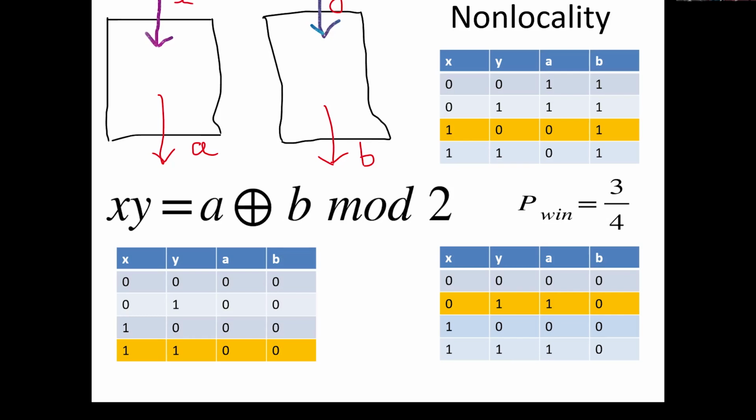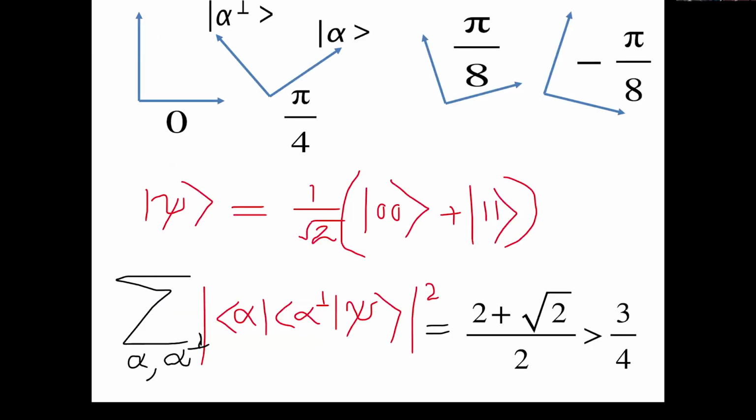So I can come up with different permutations of zeros and ones, self-consistent, internally consistent, but I can only make this game succeed 75% of the times. I cannot do better than that. I cannot come up with an internally consistent rule book that can break this limit of 75%. Alright? These are non-local forces. However, quantum physics can help you do this.